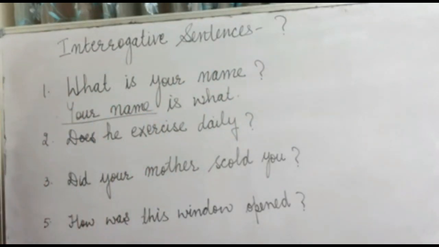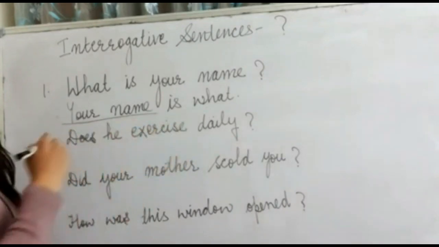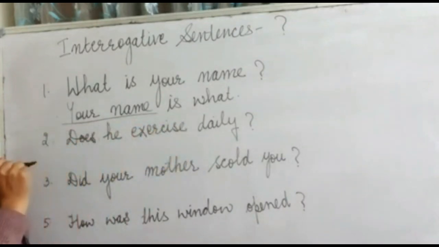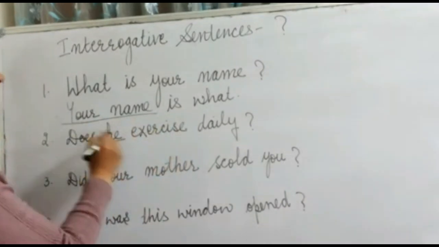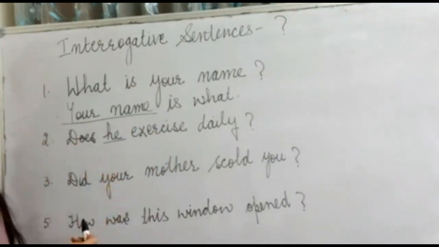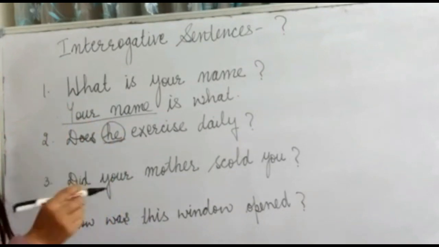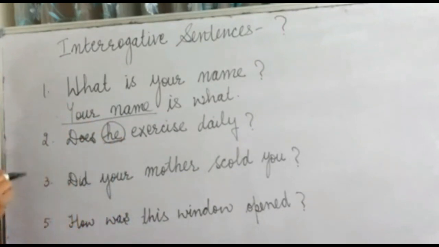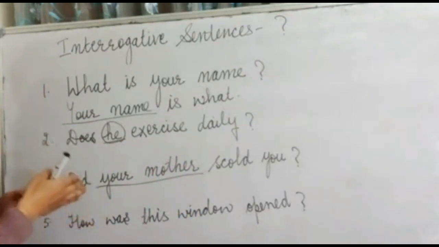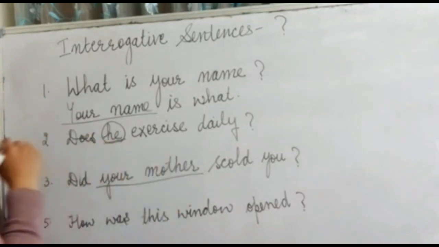In the second sentence, that is, does he exercise daily? Now, who does the exercise here daily? It is he. He does the exercise daily. So, he is the subject here. In the third sentence, that is, did your mother scold you? Now, who has done this action of scolding? Who scolded? Your mother. We are saying, did your mother scold you? So that means the mother has done this action. So this is the subject here. Your mother is the subject in this sentence.